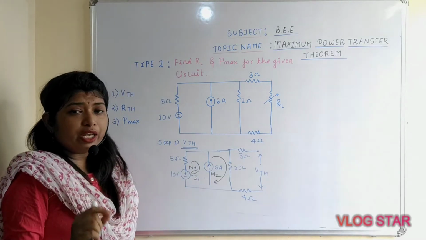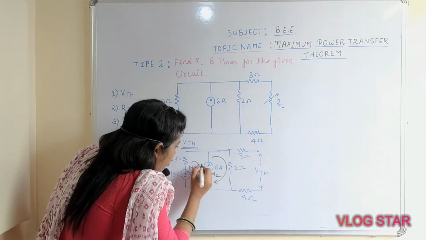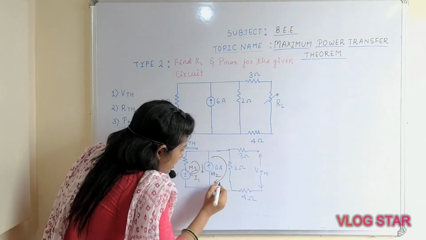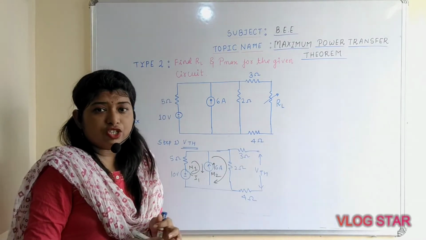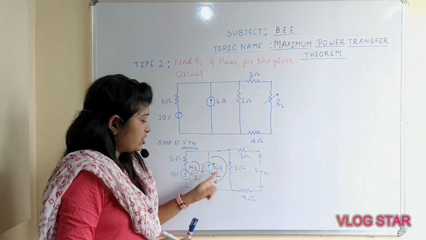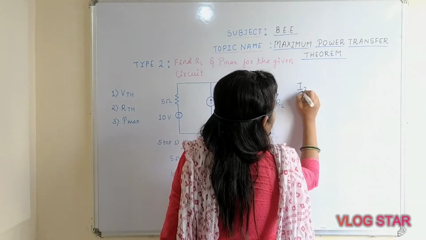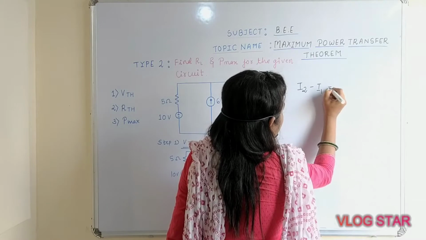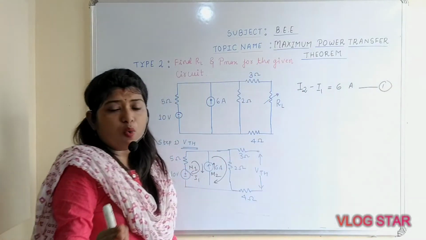So how to write down the equation? Do you remember? Please apply that step. Now this current will flow in the downward direction. This current will flow in the upward direction. You have to check the given direction of the current. The given direction matches with mesh 2. So how are you going to write down the first equation? I2 minus I1 is equal to 6 ampere. This would be your equation number 1.